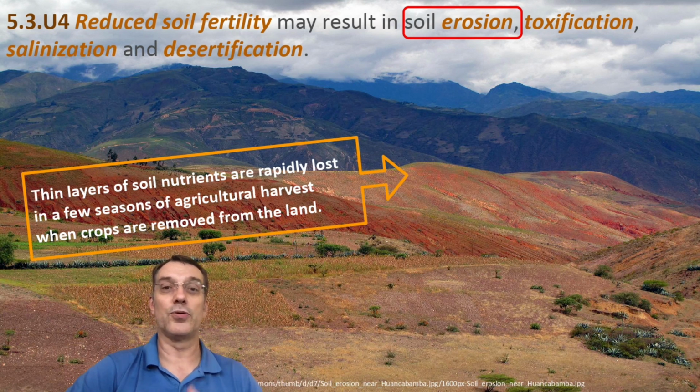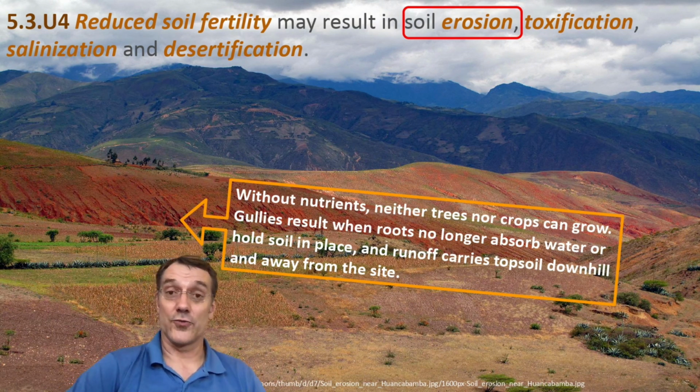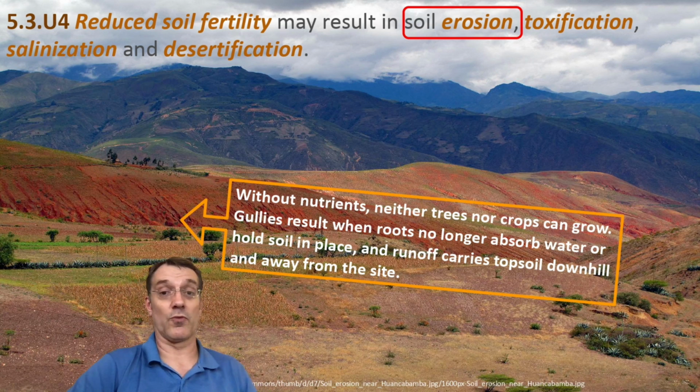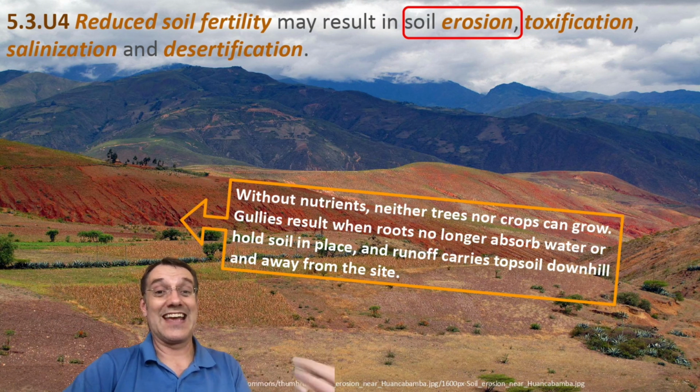That's part of what pushes and drives and perpetuates slash and burn style agriculture. Without nutrients, neither trees nor crops can grow effectively. Gullies start to form because there are no more roots to absorb the water or hold the soil in place. And all that runoff carries more and more topsoil downhill. When that topsoil goes away, it carries the nutrients away with it, and that creates a destructive, positive feedback loop.